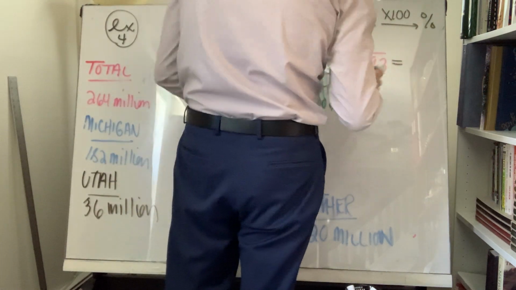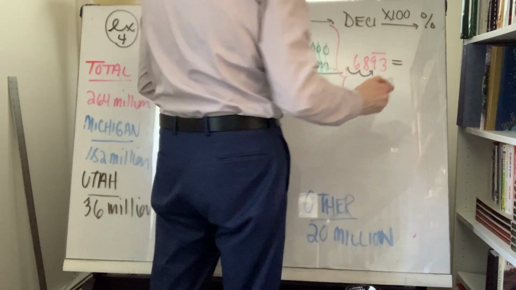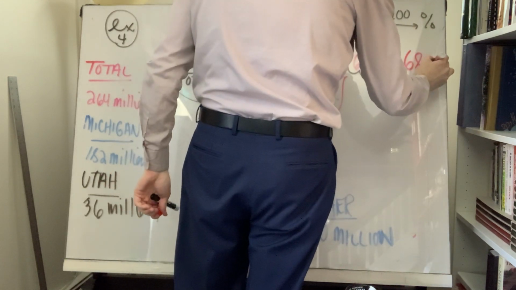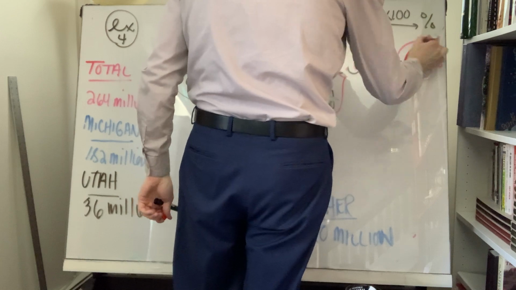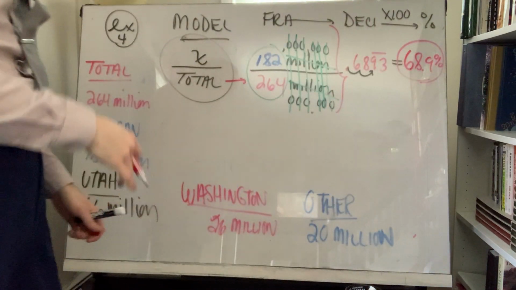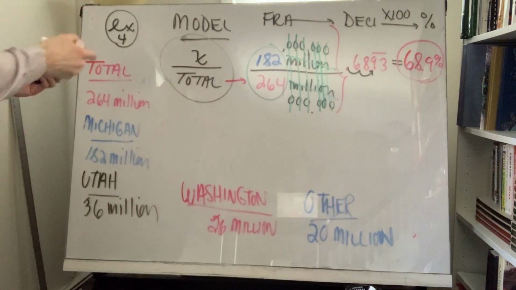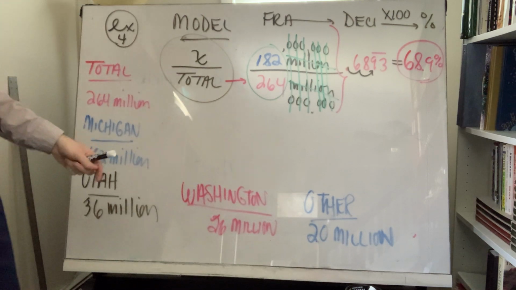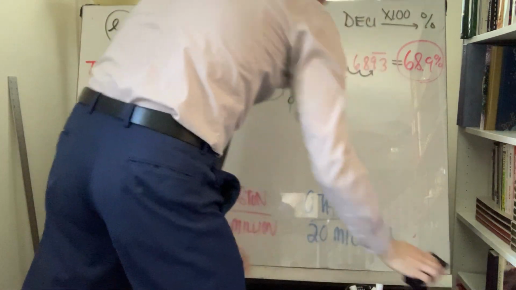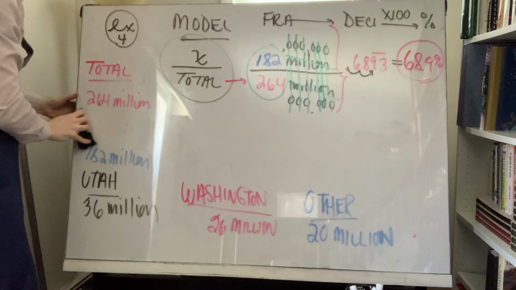That means that this is really 68.9%. Now, that's just for Michigan, right? That's accounted for.